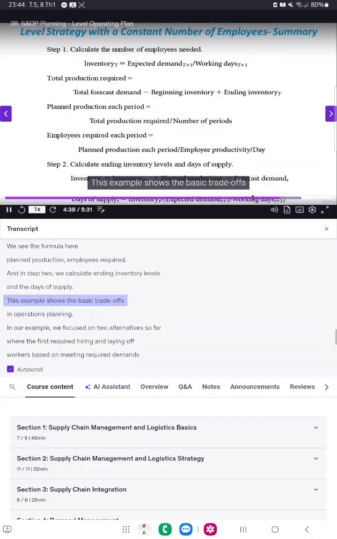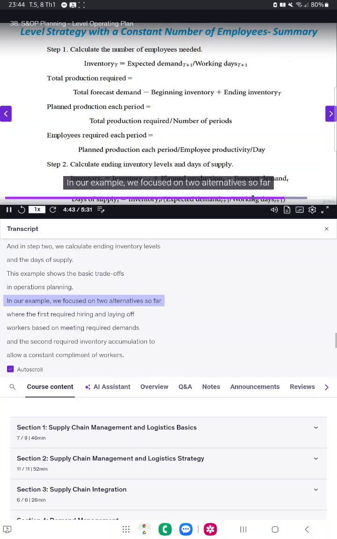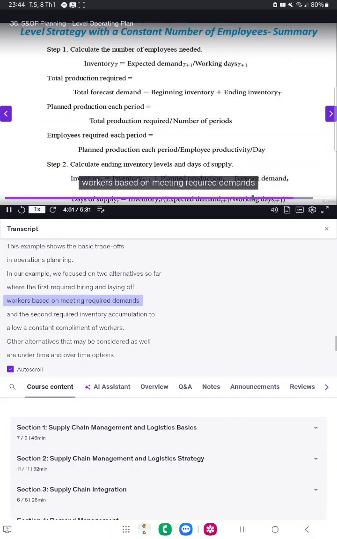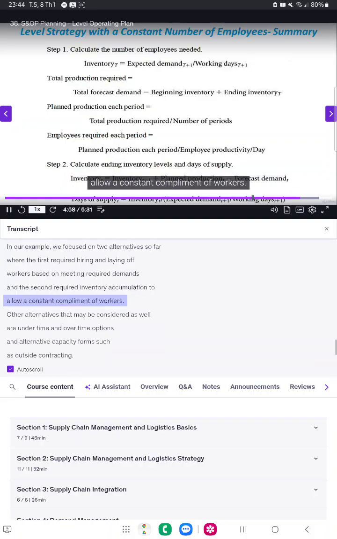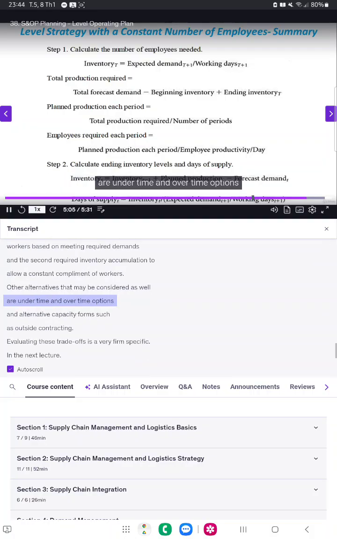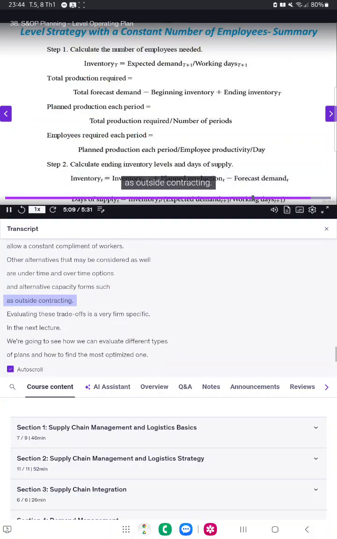This example shows the basic trade-offs in operations planning. In our example, we focused on 2 alternatives so far, where the first required hiring and laying off workers based on meeting required demand, and the second required inventory accumulation to allow a constant complement of workers. Other alternatives that may be considered as well are undertime and overtime options and alternative capacity forms such as outside contracting.